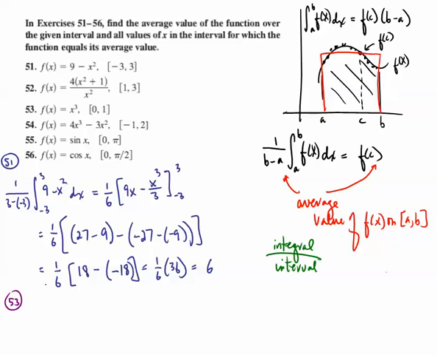So with 53, we're going to start with the integral from 0 to 1 of x cubed dx. We're just going to divide that by the width of the interval, which happens to be 1, so that's really not going to affect anything. And so we have x to the 4th over 4 is our antiderivative from 0 to 1, and that's just going to be 1/4 minus 0, which is 1/4.